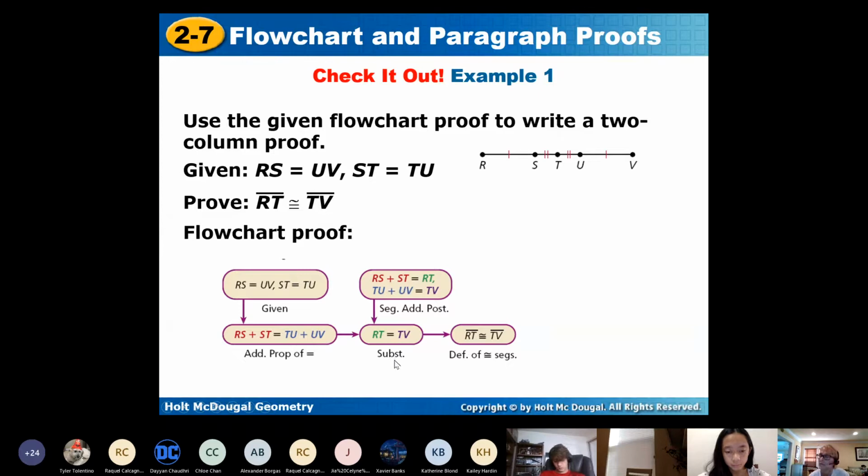Follow the colors, okay? You'll notice from here, this is red and this is red. This is blue and this is blue. So when you go down this arrow to substitute, you substitute the green for this red and the purple for this blue. And then once you have equal measurements of segments, then you can say that they are congruent segments. Okay, any questions?